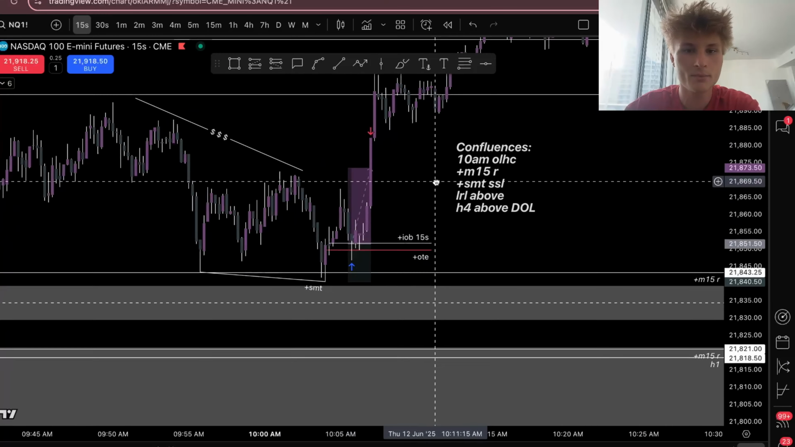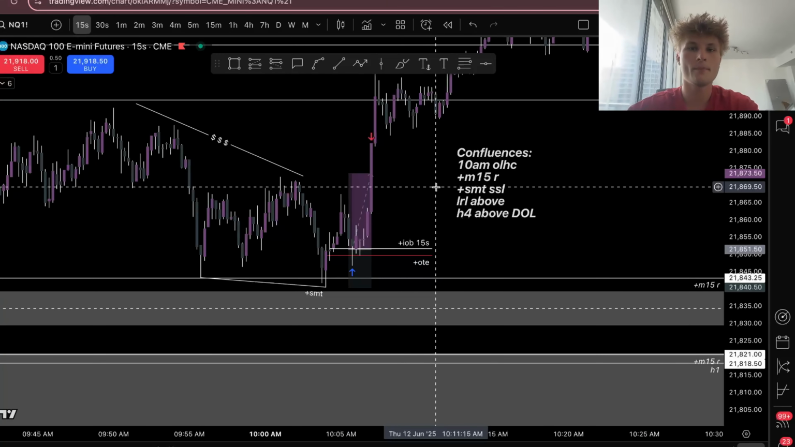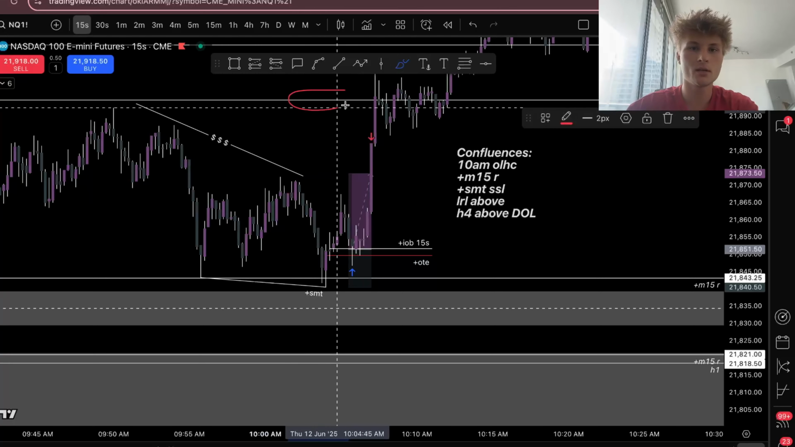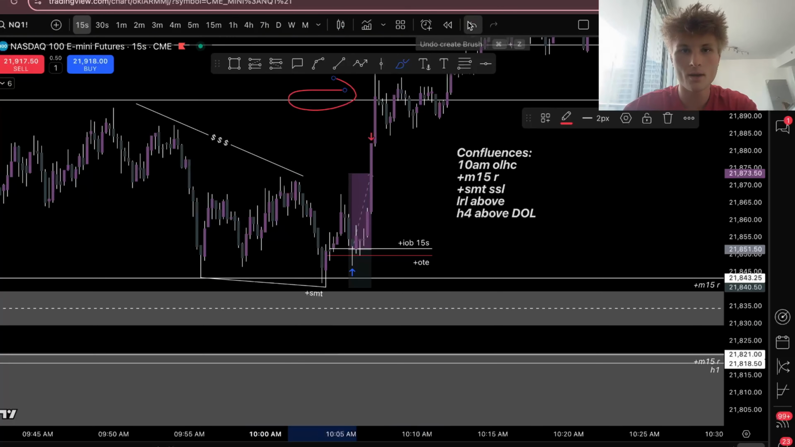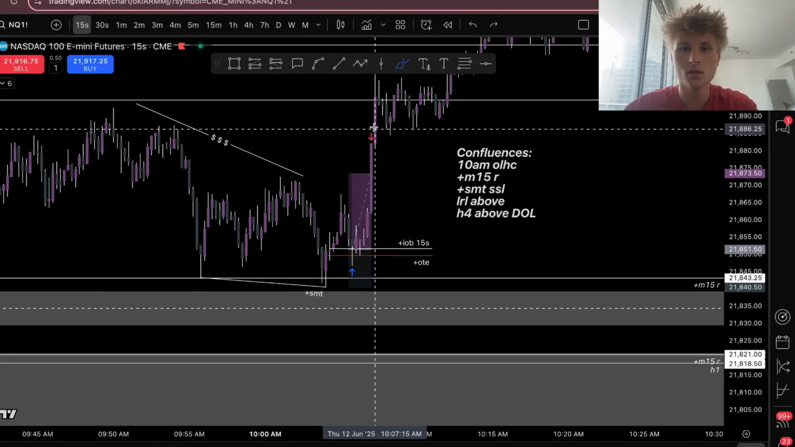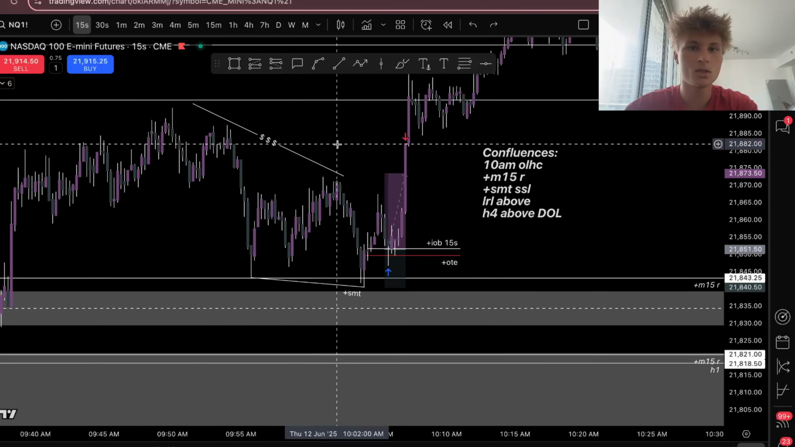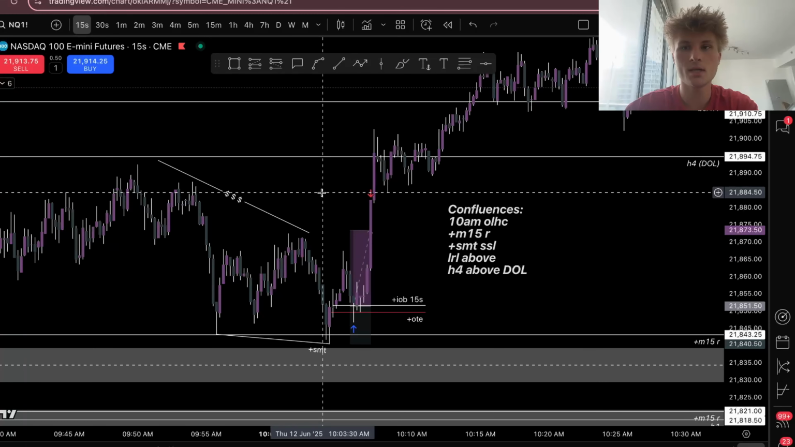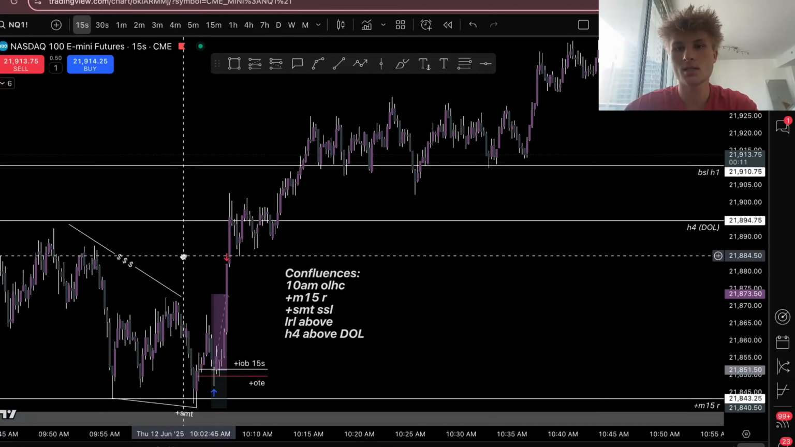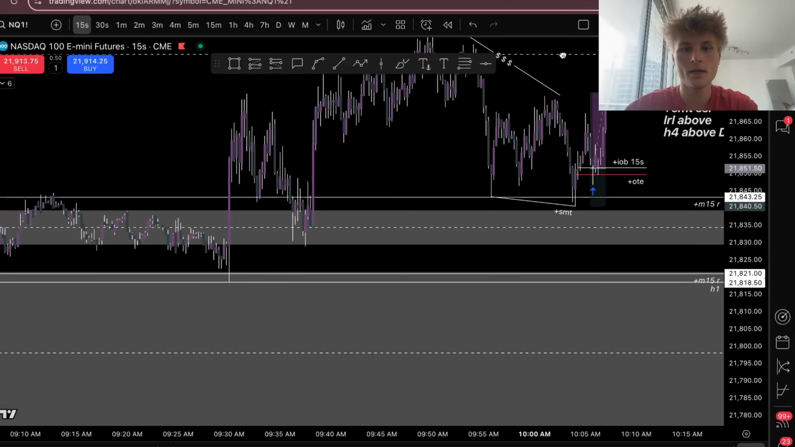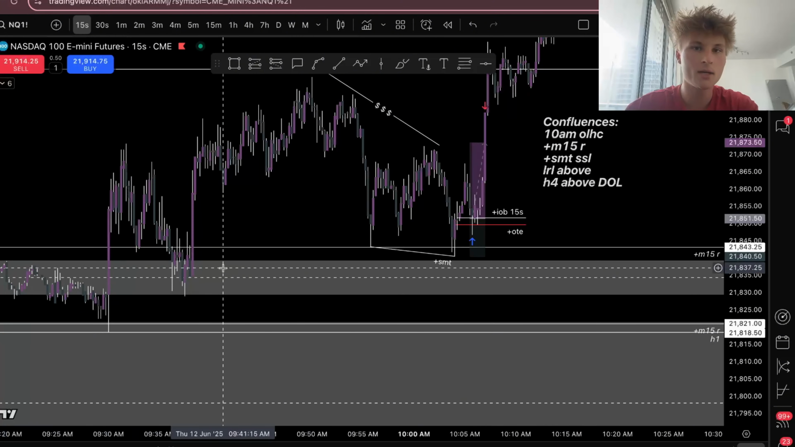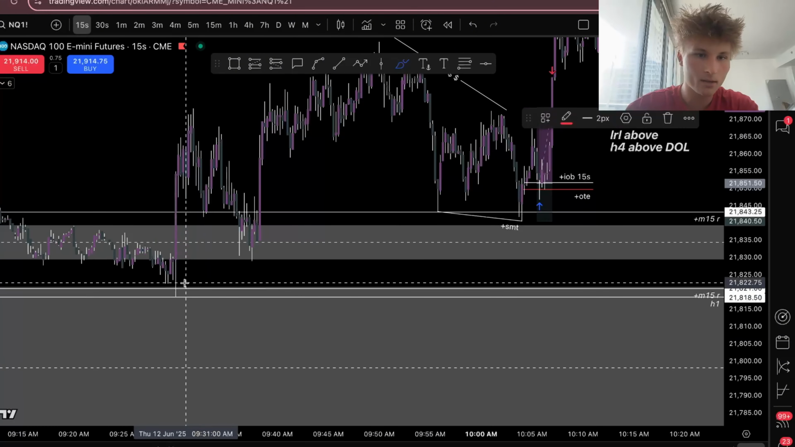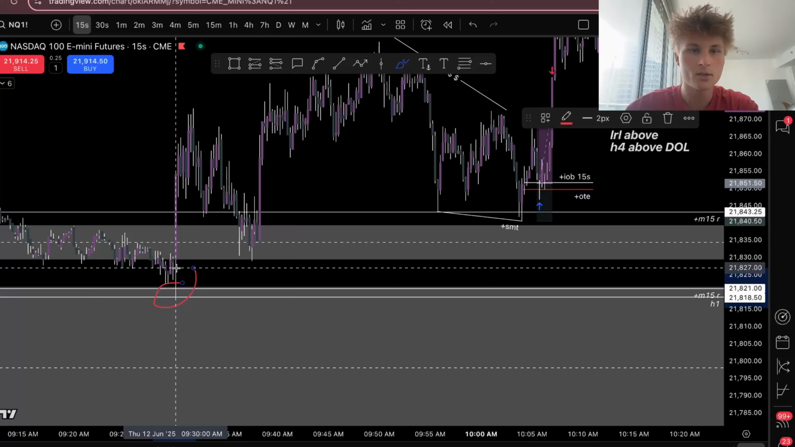As you can see, pretty much what I saw here was my main draw on liquidity above, this unfilled 4-hour gap above at 894. So higher time frame, I wanted to see price retrace towards that. Now when I was coming into the session, I was bearish and I did want to see this PPI low here, which was like that data low at 8:30 a.m.